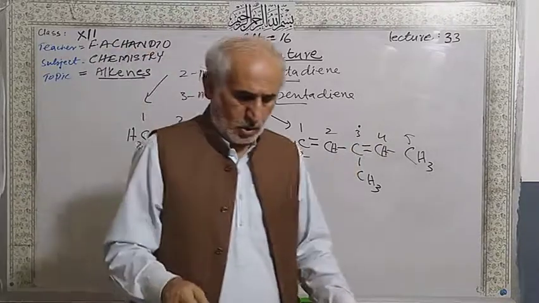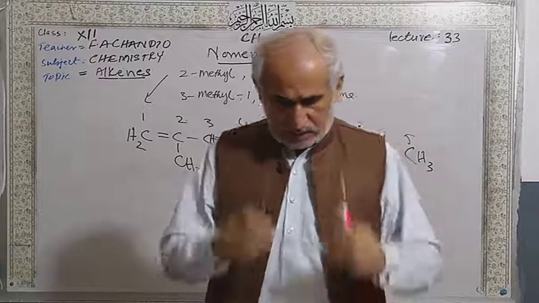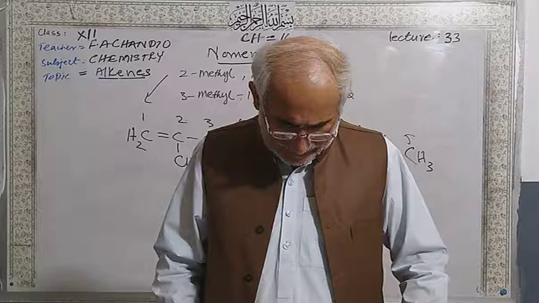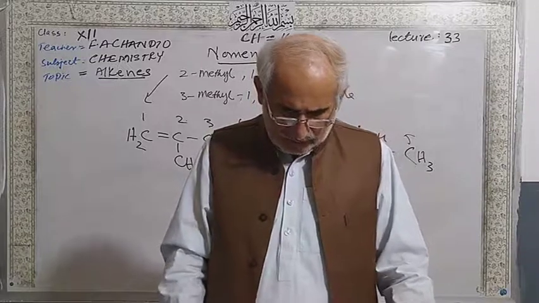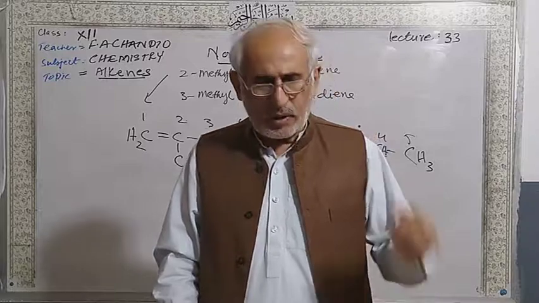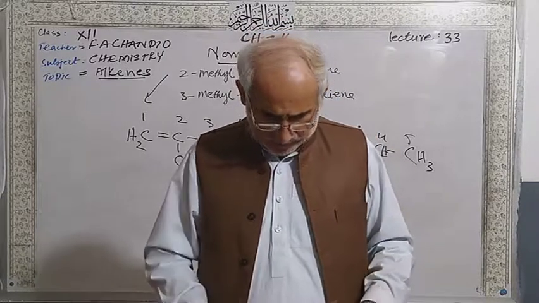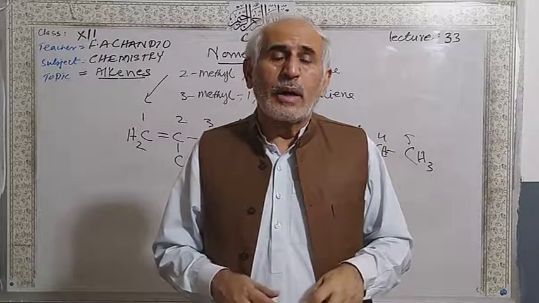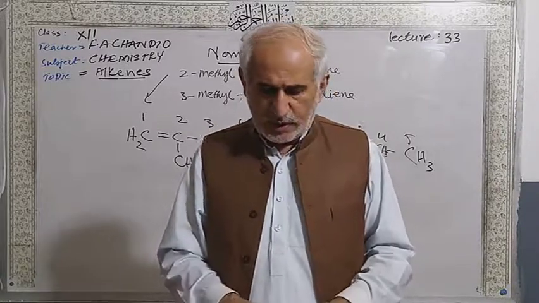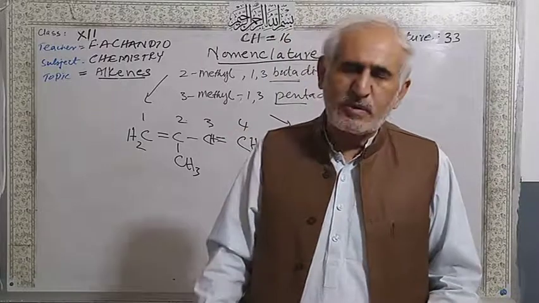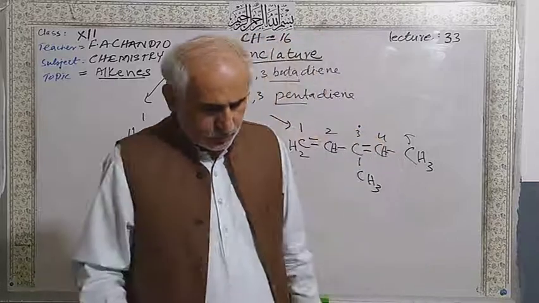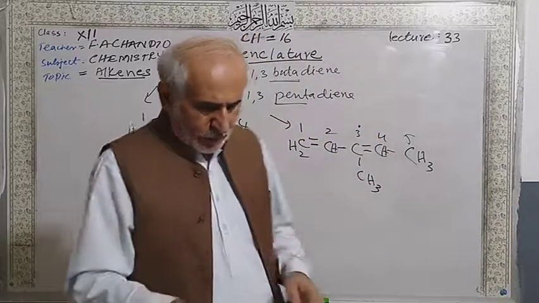So dear students, this is the nomenclature of alkenes and alkynes. You have to solve all the questions from here, and also from previous question papers of the Federal Board or others. Nomenclature is the same, chemistry is the same. You have to solve them. They will help you. Now the other topic is relative stability.